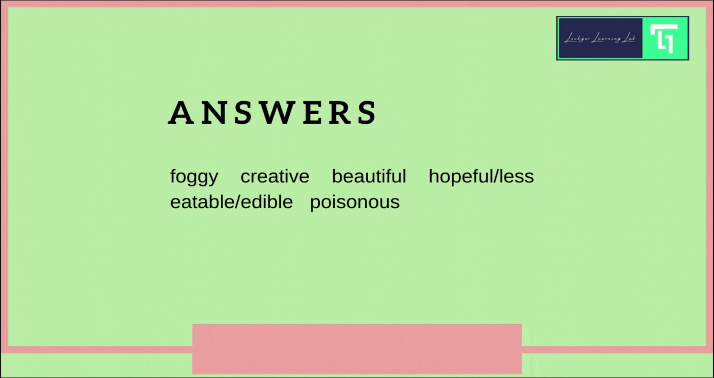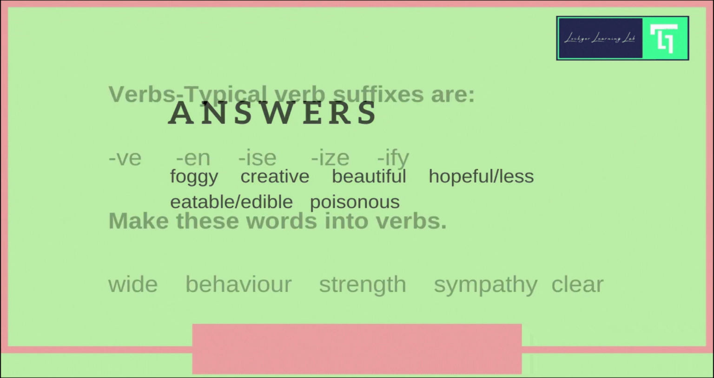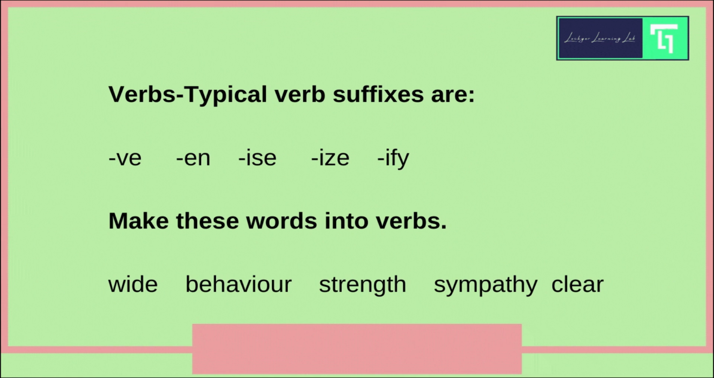So my mother is very creative. She loves painting. Then we've got verbs, typical verb suffixes. Here you've got those. So we've got some words. How can we make these into verbs?